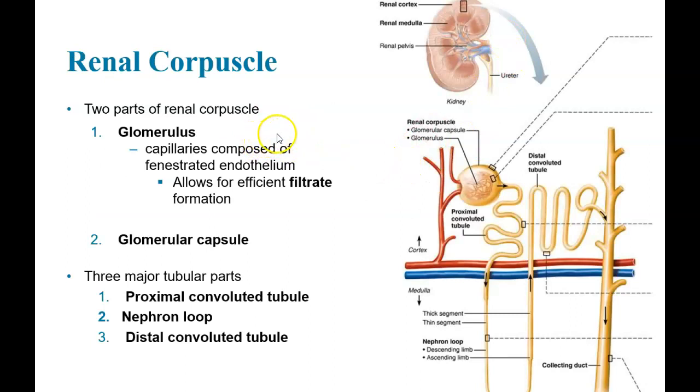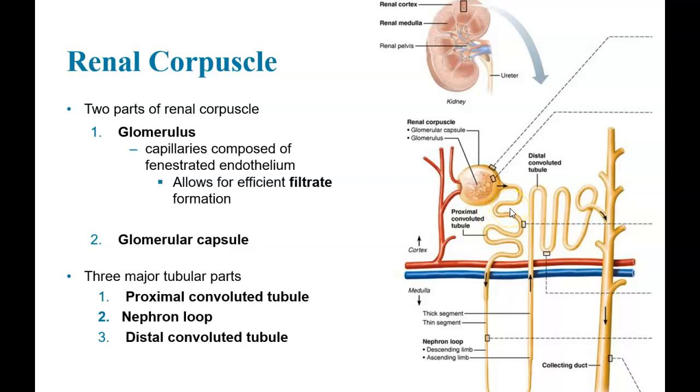The renal corpuscle has two parts on its own. So it's made up of the glomerulus, which is essentially like a convoluted structure of capillaries. Looks like a ball of yarn of capillaries. And this is where the filtrate is formed. So the blood plasma that's being transported by the arteries arrives here at the glomerulus, and that's where the plasma is turned into filtrate. And then there's the glomerular capsule. It's also known as Bowman's capsule. It's the structure that surrounds the glomerulus.